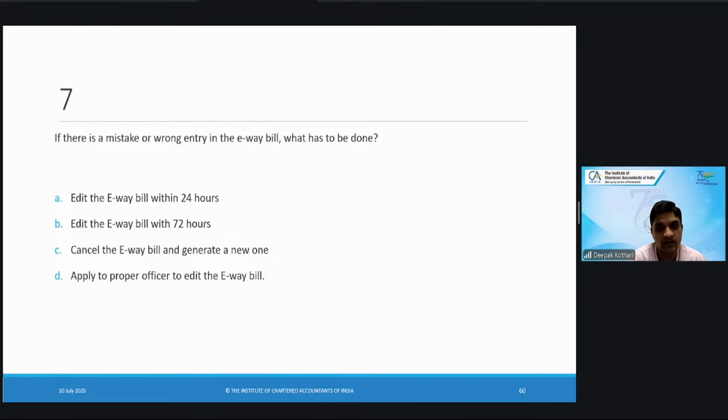E-way will come, but just a basic understanding on e-way you can have now. Once you make a mistake in the e-way bill, okay, you can edit it within 24 hours. But if there is a mistake and wrong entry which you cannot correct, then the option is C, that you have to cancel the e-waybill and generate a new one. Okay. You can't edit it. You have to cancel it if you have the time limit. If you don't have the time limit, then you have to just leave it and generate a new e-waybill.